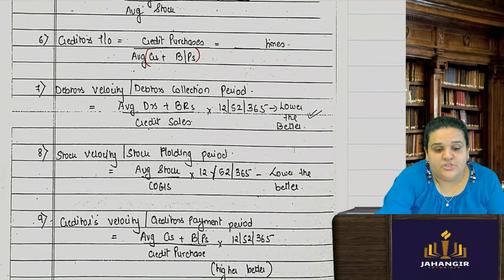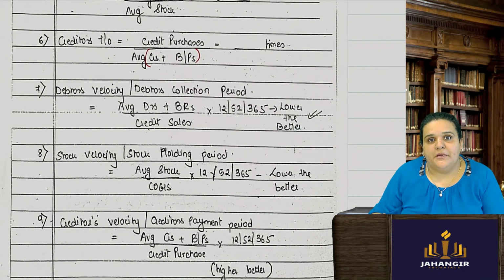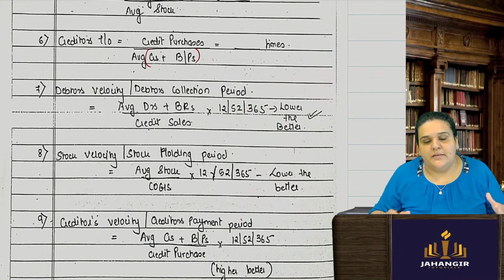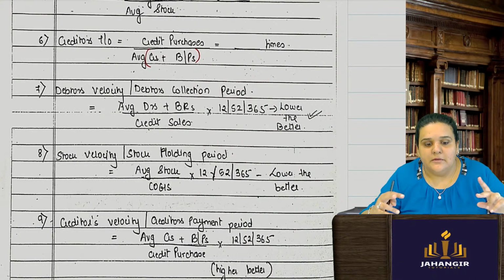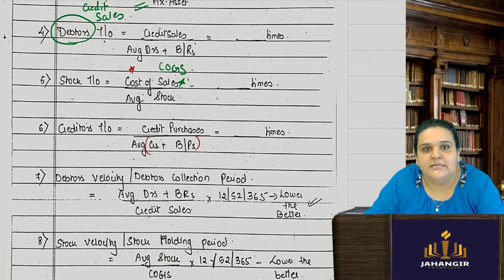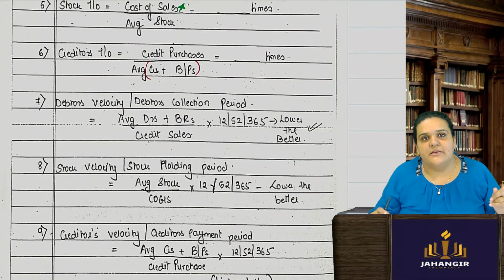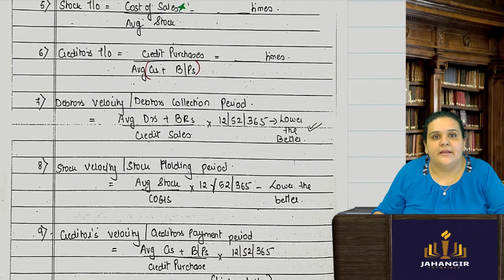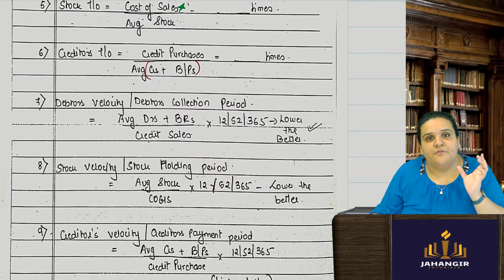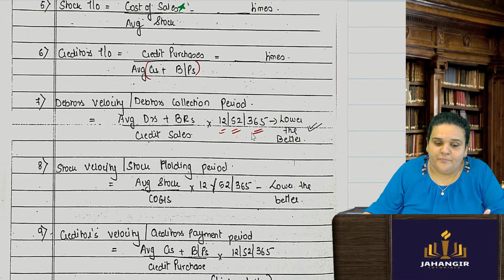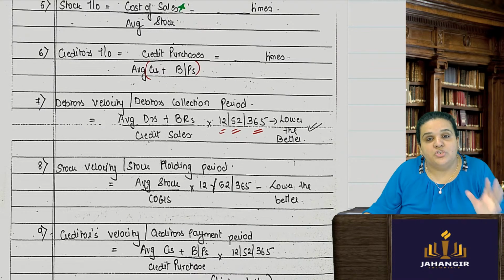Debtors velocity ratio, or debtors collection period: in how many days approximately am I getting paid by my debtors. Here you just reverse the debtors turnover ratio. It will be average debtors plus bills receivable divided by credit sales, into 12 if you have to calculate in months, 52 for weeks, and 365 for days.